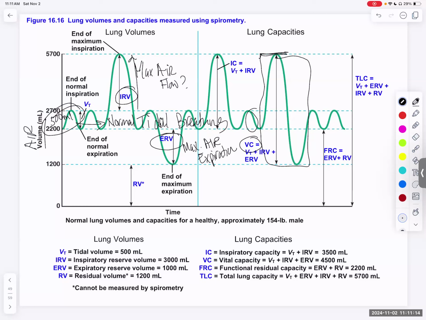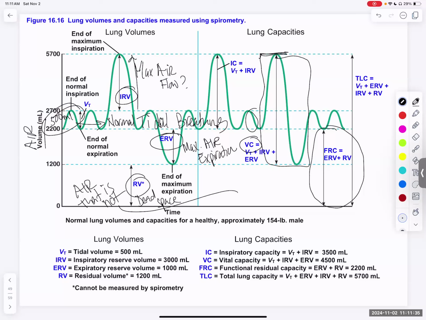Other factors is your functional residual capacity, which is just looking at how much you can expire, and then your reserve volume, or what's sometimes called dead space, residual volume. This is air that is not available for gas exchange, or what we call respiration, right? So residual volume is not gas that is being exchanged.